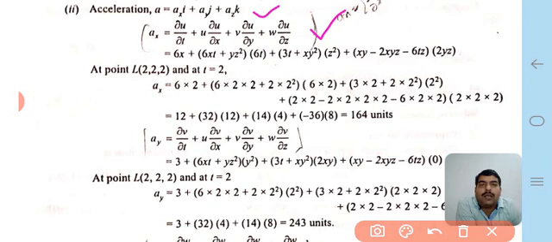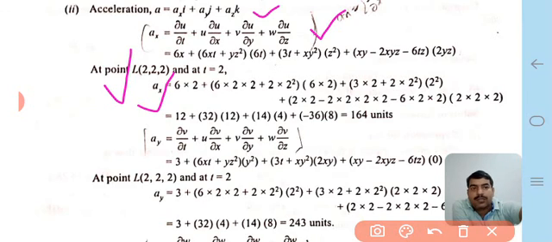Putting all the values in the above equation, at time t equal to 2 seconds and the point 2, 2, 2, which is given in the question, and calculating all these terms, we get 164 units, which is the acceleration component along the x-axis.